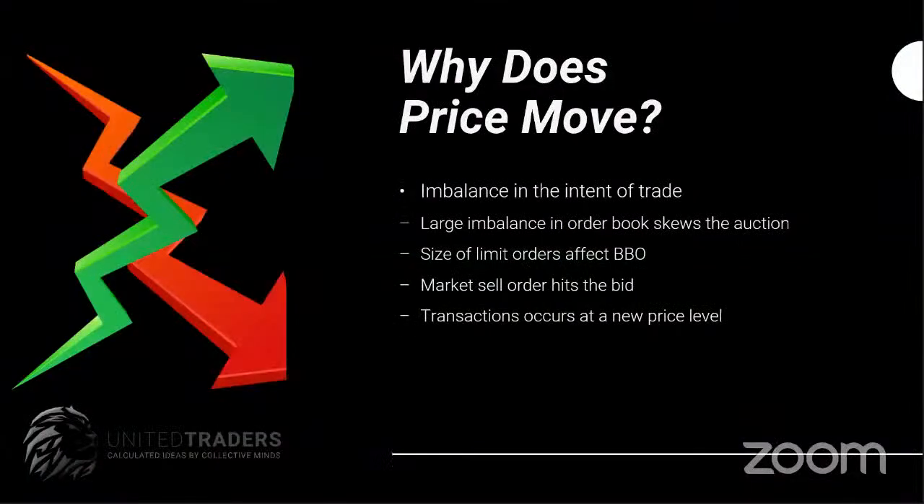Once again, why does price move? It moves because there's an imbalance in the intent of trade. A large imbalance in the order book skews the auction. The size of limit orders affects the best bid and offer, and market sell orders hit the bid or the ask. Transactions occur at a new price level, and that's where your new last traded price updates on your brokerage platform.